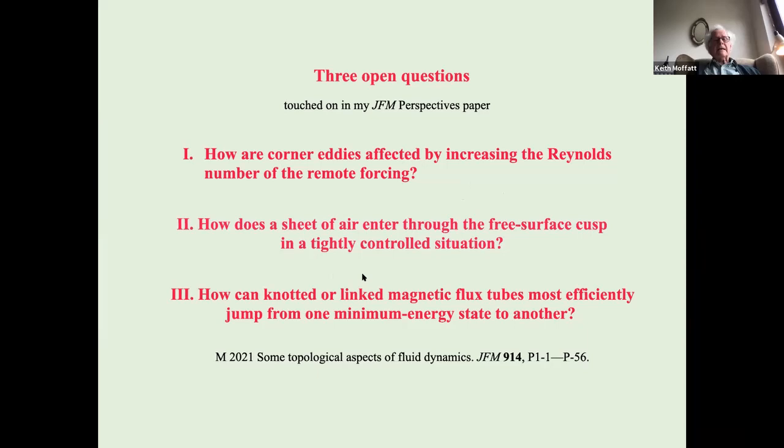Secondly, how does a sheet of air enter through the free surface cusp in a tightly controlled situation? That's the free surface cusp that can develop in a viscous flow when you have a competition between viscous forces and surface tension. And thirdly, how can knotted or linked magnetic flux tubes most efficiently jump from one minimum energy state to another?